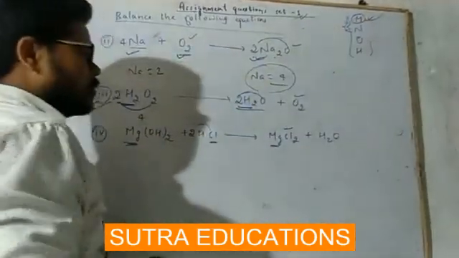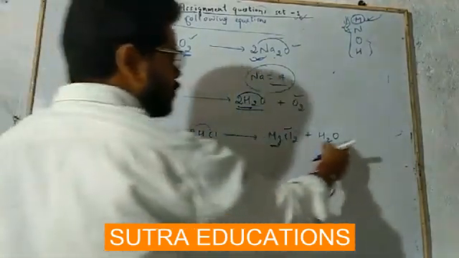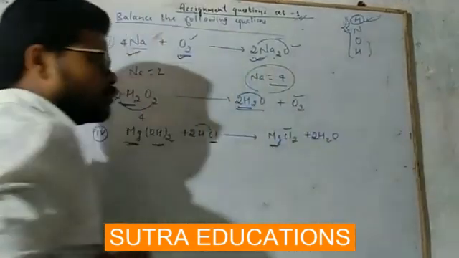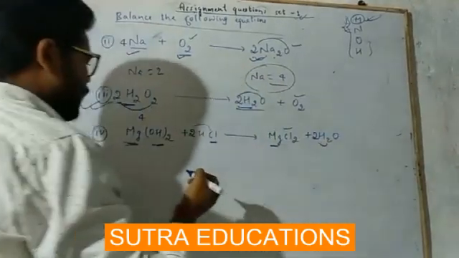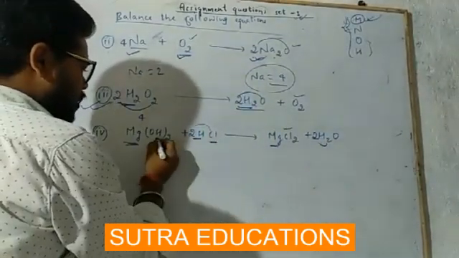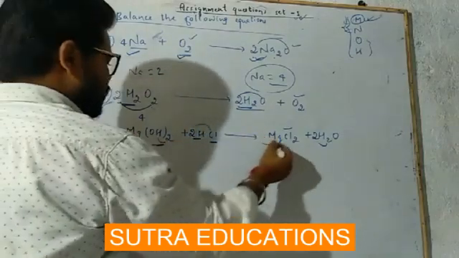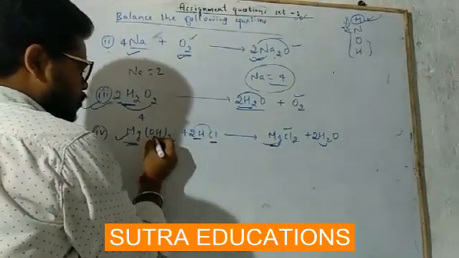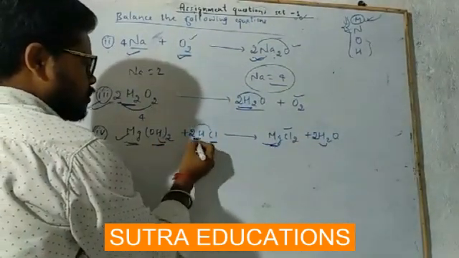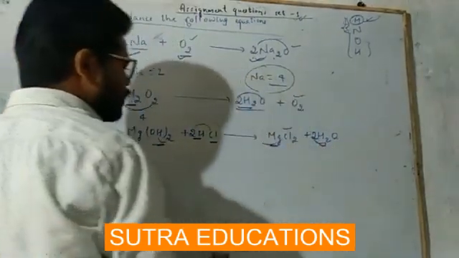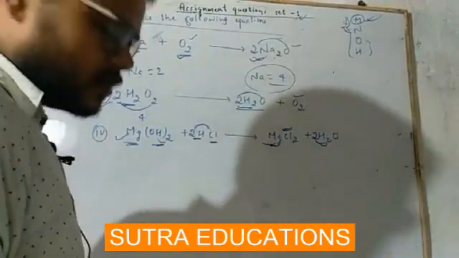Okay, now come to oxygen. Oxygen here is 2, oxygen here is 1, multiplied by 2, so oxygen is balanced. Now come to hydrogen. 2 into 2, 4. And 2 hydrogen and 2 hydrogen, 4 hydrogen, you can check it. 1 magnesium, 1 magnesium, 2 oxygen, 2 oxygen, 2 hydrogen plus 2 hydrogen, 4 hydrogen, 2 into 2, 4 hydrogen, and 2 Cl, 2 Cl. So the reaction is balanced.